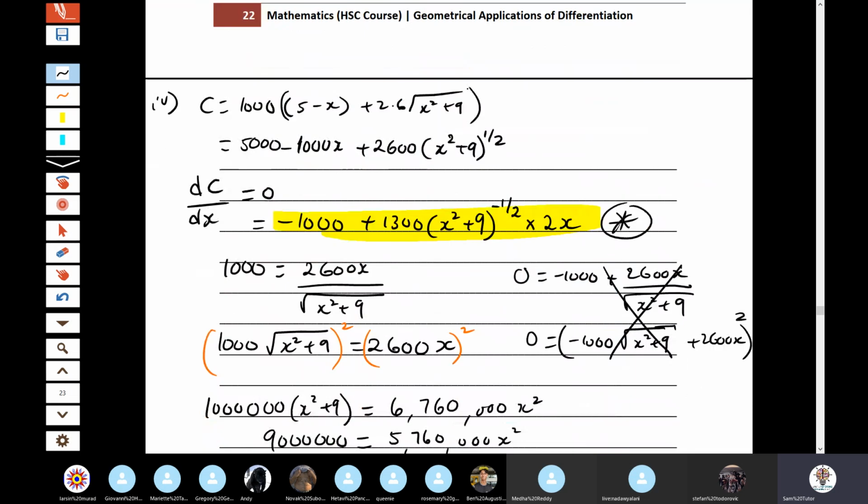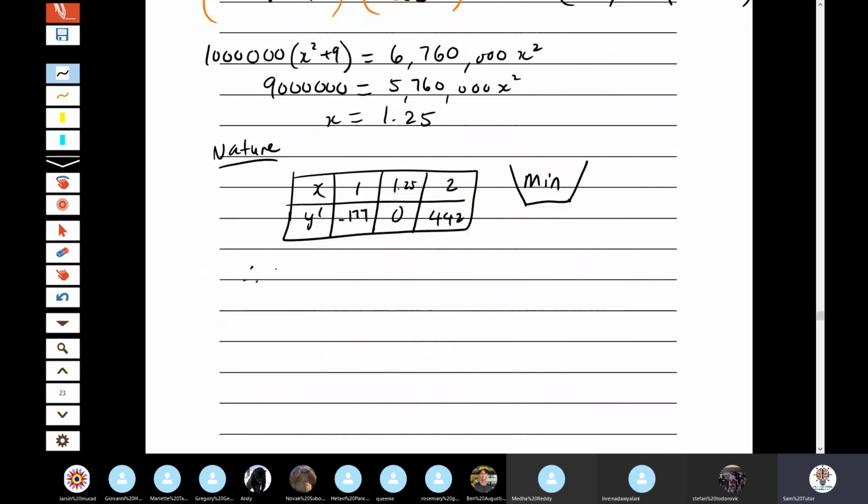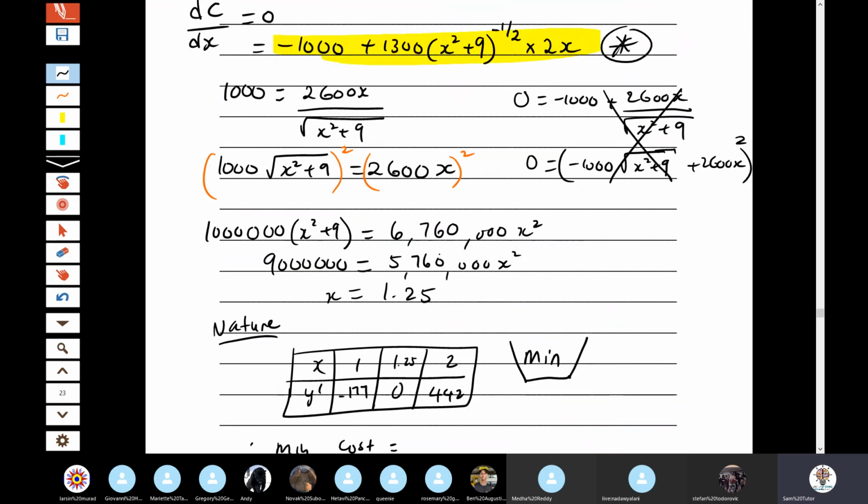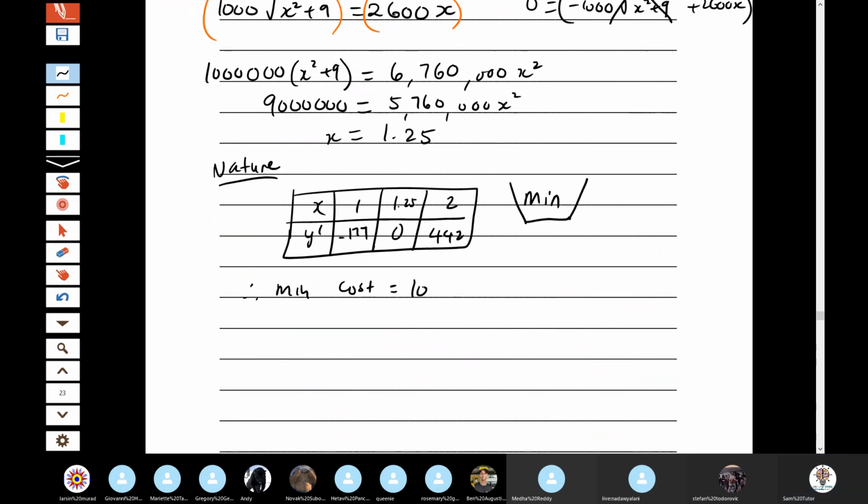So let's go find what is the minimum cost. Therefore, min cost equals, can you tell me the equation that we had for cost? 1,000, okay, keep going. 1,000 bracket 5 plus 1.25, plus 2.6 square root of x squared plus 9. All right, let's go work out what that number is and see what the minimum is. Root 1.25 squared plus 9 times 1,000. So the minimum you can ever get it to is 12,200.